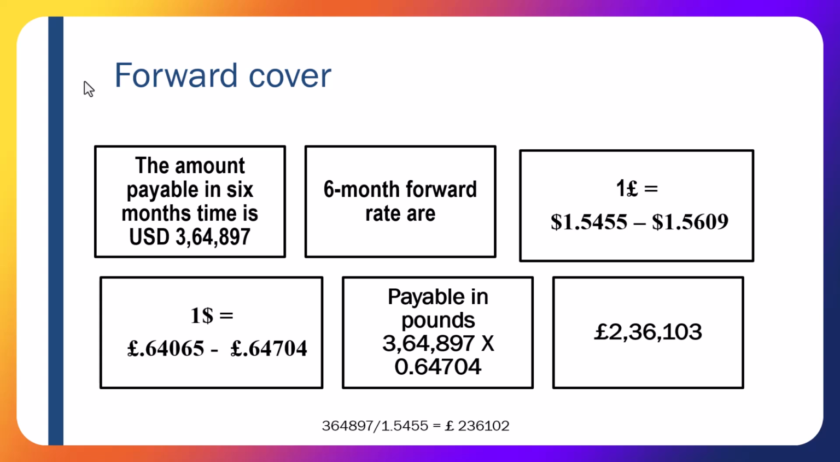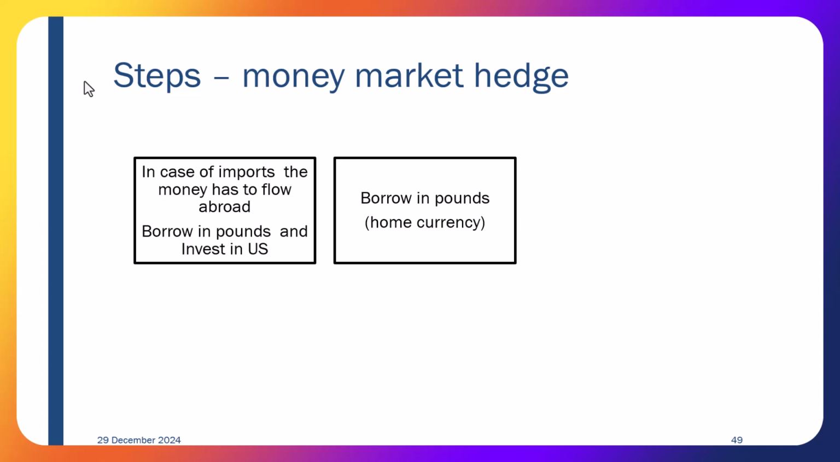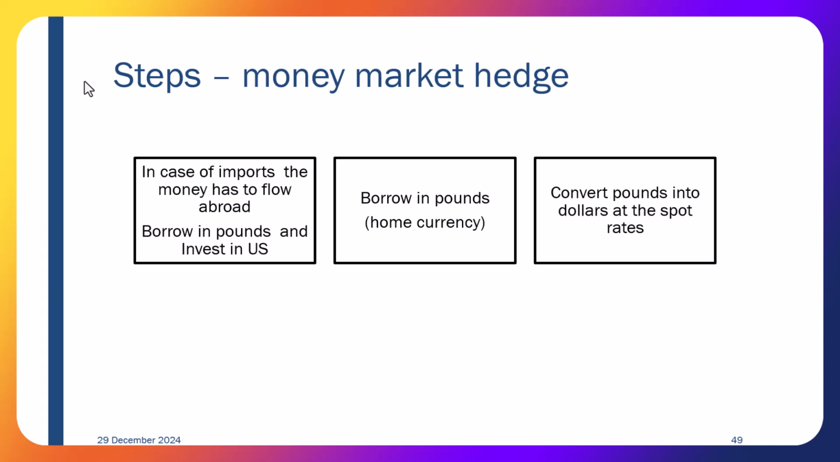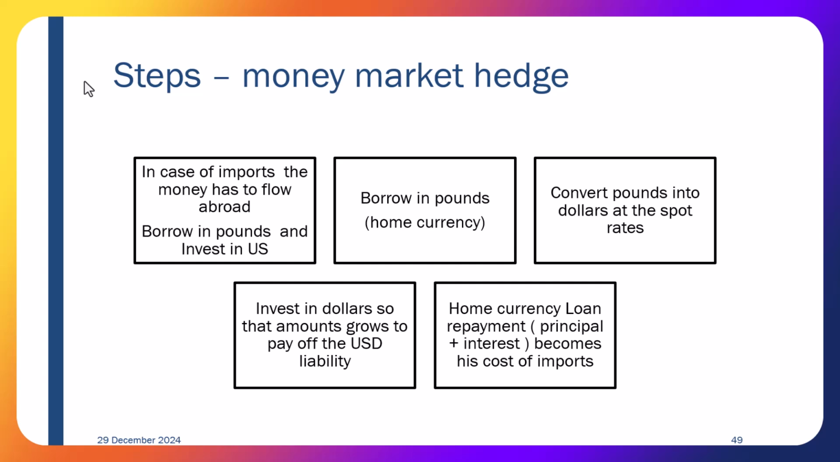Is that clear? Now we look at the money market hedge. If the money market hedge is better, we'll go for it. Otherwise we'll stick with this. Now in case of imports, the money has to flow abroad. Borrow in pounds. What is the home currency? Pound. So you borrow in pounds and invest in US. Convert the pounds into dollars at the spot rate and invest that in dollars so that the amount grows to pay off the US liability. Home loan principal plus interest becomes your cost. Then you compare this cost with your forward and find which is better.